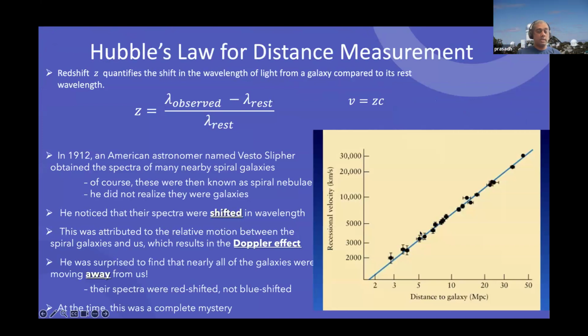Right. Now, this last method we call Hubble's law for distance measurement.